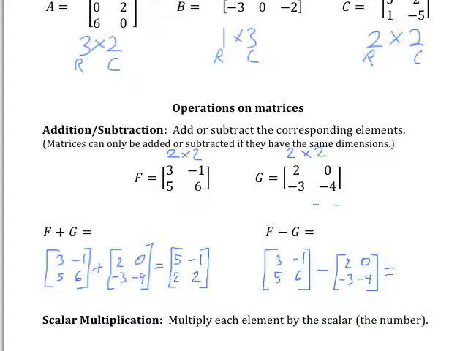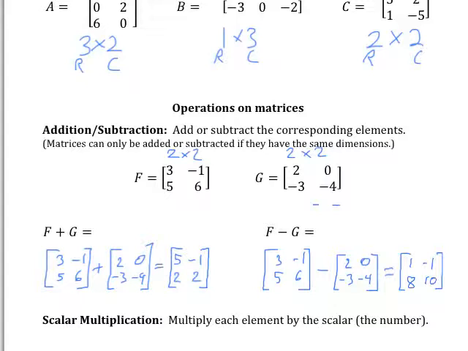We can go do subtraction, just be careful with it. Obviously you can pull out a calculator to help you with any of this, and just do the individual numbers. So again, 3 minus 2 would be 1. -1 minus 0 would be -1. 5 minus -3 would be 8. And 6 minus -4 would be 10. That's all there is to those.